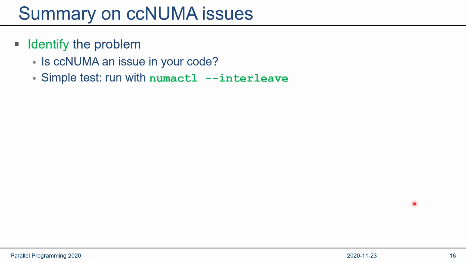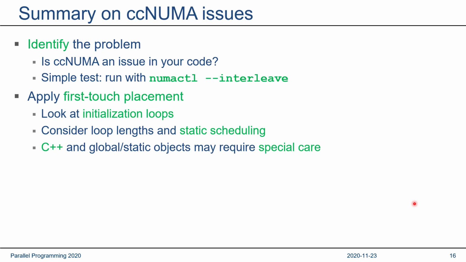Alright, so here's a summary on ccNUMA. First of all, identify the problem. Is there a ccNUMA issue in your code? There are different possibilities. A simple test is to run with numactl --interleave. Of course, if there's a problem only in part of your code, then numactl --interleave might just make it worse. So that's not a safe thing, but you might give it a try.